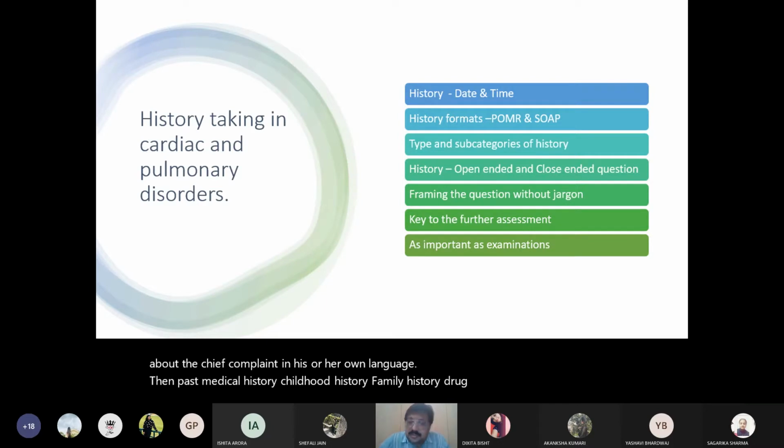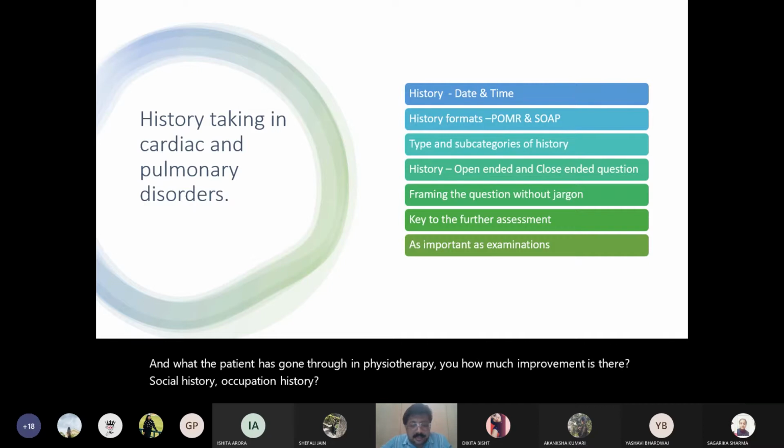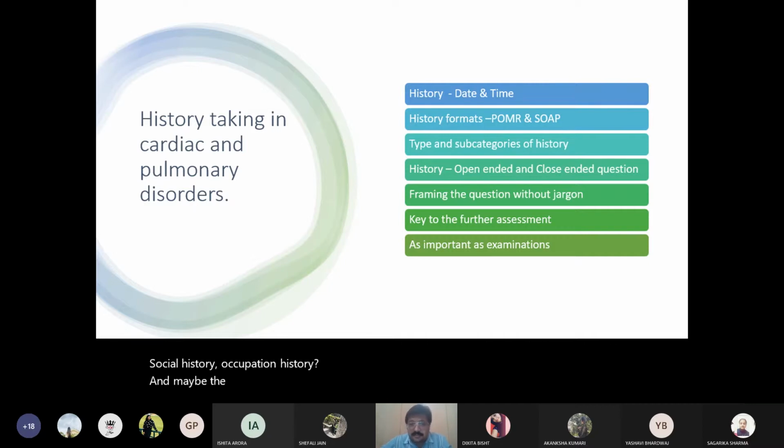history, and what the patient has gone through in physiotherapy, how much improvement is there, social history, occupational history, and maybe the sexual history of the patient, personal history, cigarette smoking, alcohol consumption. There are various subcategories, childhood history, immunization. We have to ask in a confidential environment respecting the patient's privacy. These things must be handled.